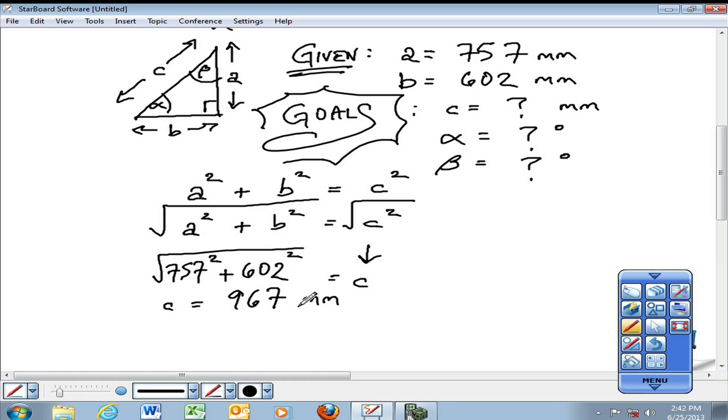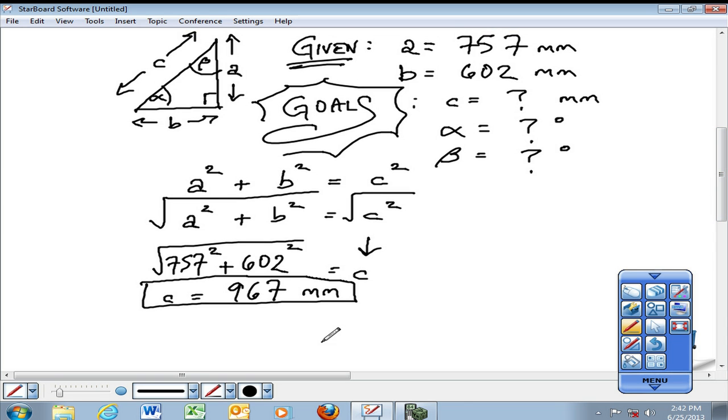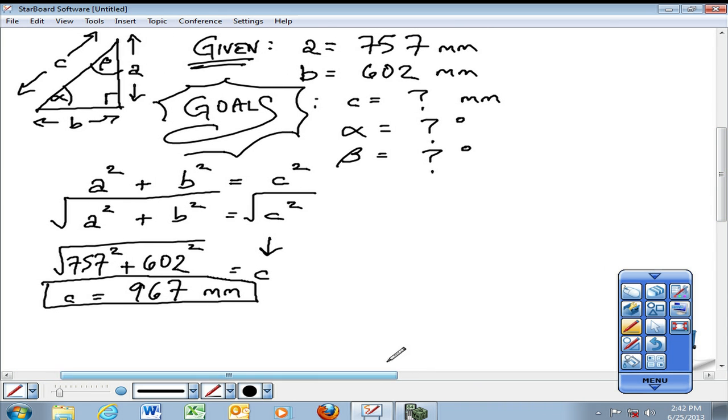So this value is very important. Why? Because we can use this side now to help us calculate alpha or beta, depending upon whatever trig function we want to use. Let's see what we could bring up.